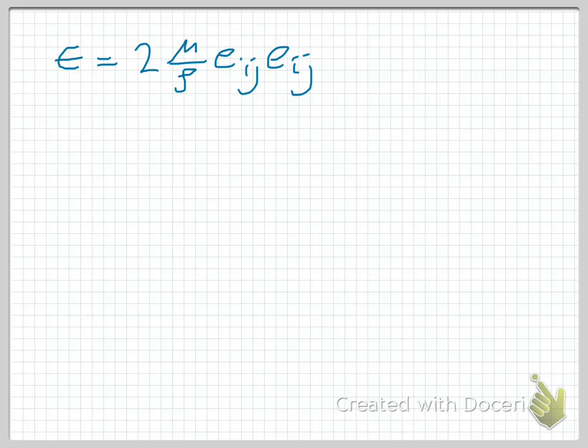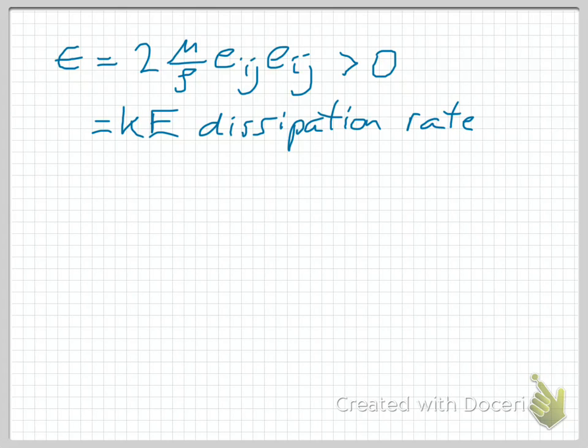Epsilon is the dissipation rate of kinetic energy. It's the rate at which kinetic energy dissipates due to viscosity. Okay, and notice that it's positive definite, because Eij Eij just means we're taking each term of the strain tensor, squaring it, and then adding them all up. So this is the kinetic energy dissipation rate.